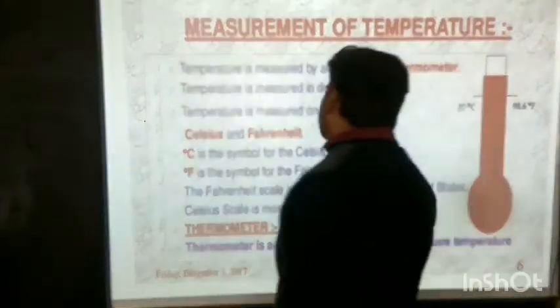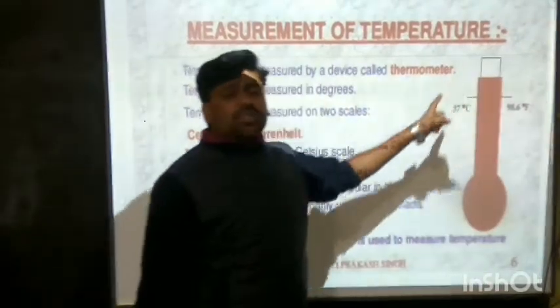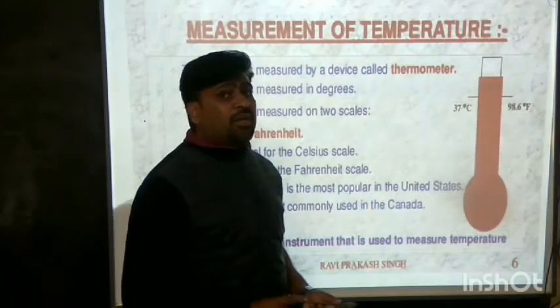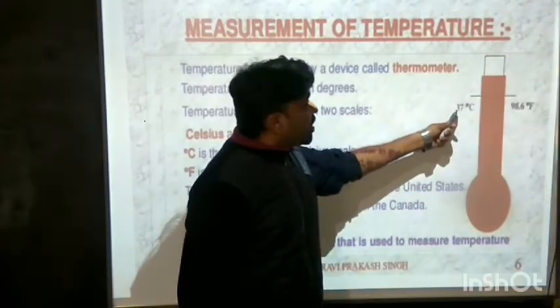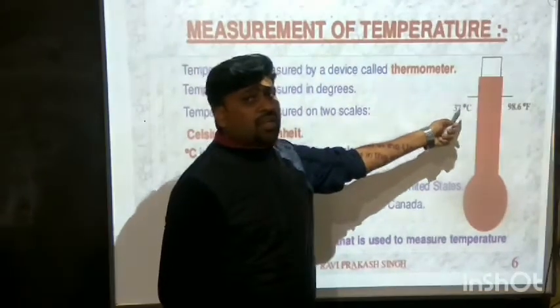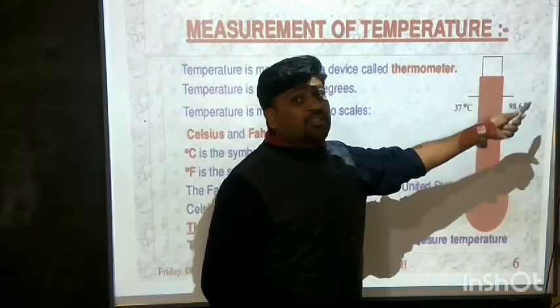Now listen here. This is a diagram representation of a thermometer. In the Celsius scale it is 37 degrees Celsius. This 37 degrees Celsius is equal to 98.6 Fahrenheit.